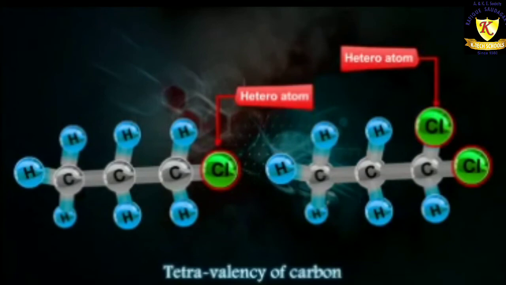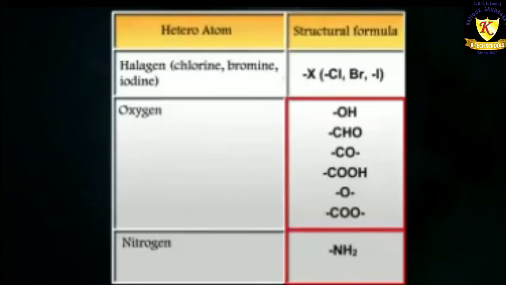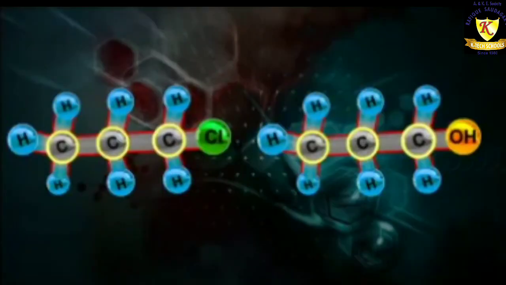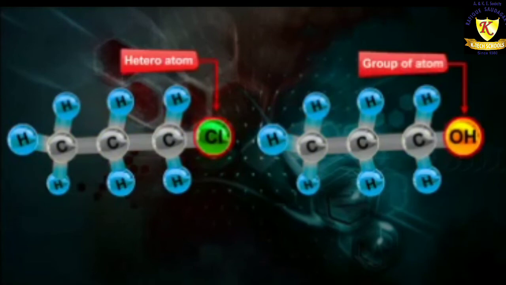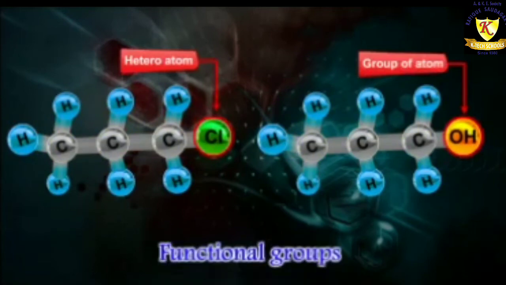The atom of the element which is substituted for hydrogen is referred to as a heteroatom. Sometimes heteroatoms are not alone but exist in the form of certain groups of atoms as shown in this table, that contains heteroatoms. Therefore, these heteroatoms or the groups of atoms containing heteroatoms are called functional groups. Understood, children?